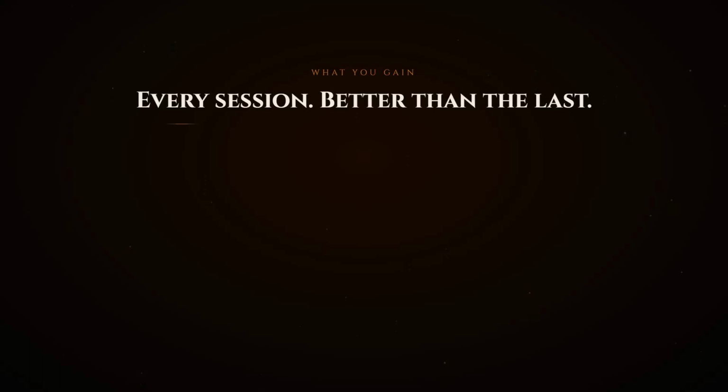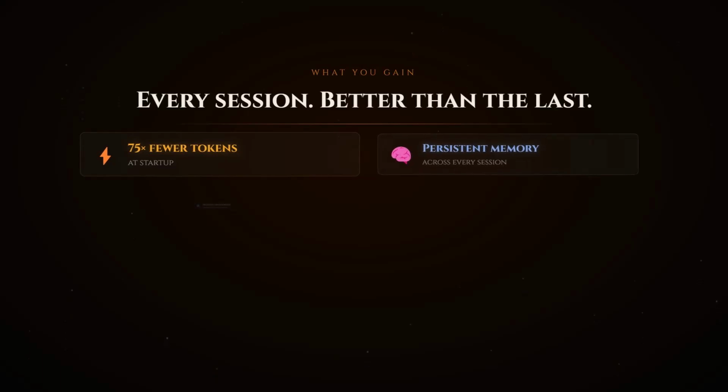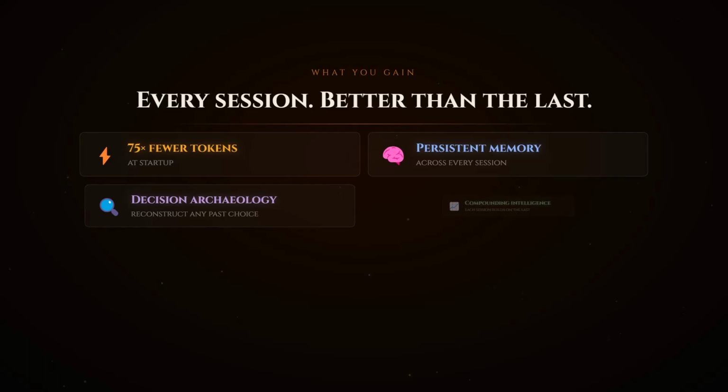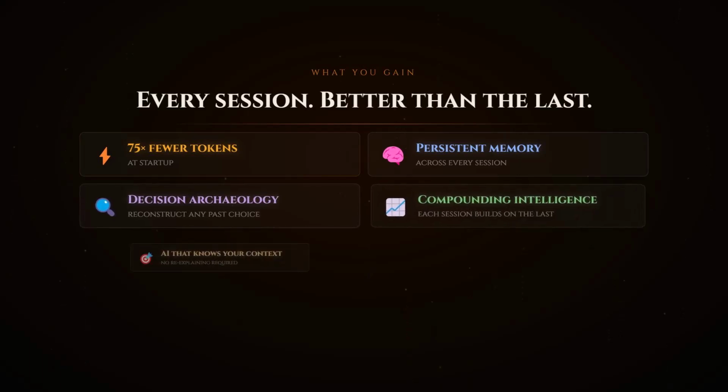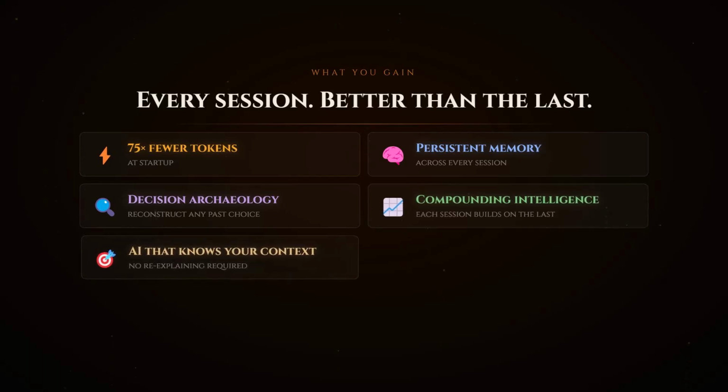So you will end up using 75 times fewer tokens than you used to. You'll find there's a decision archaeology which doesn't have to be learned every time. It already knows how decisions are arrived at, and that knowledge only increases over time. The AI knows you better because it understands your context, because it has effectively a living memory.